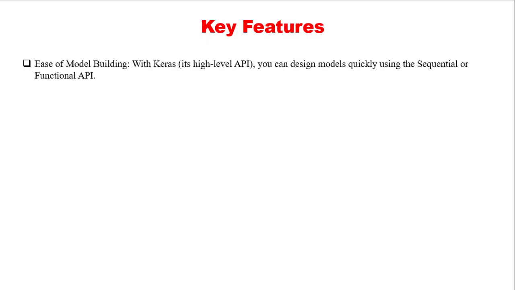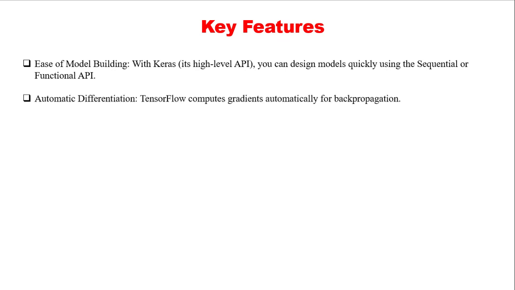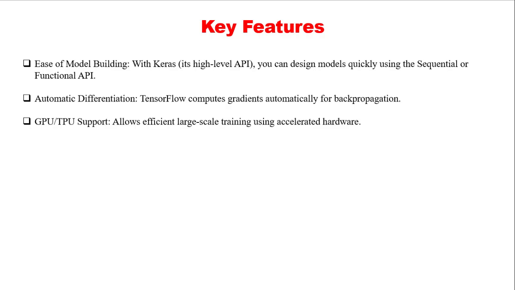First, we have ease of model building. With Keras, which is one of the high-level APIs of TensorFlow, you can design models quickly using either the sequential or the functional API. We'll use the sequential API in this tutorial. We also have the feature of automatic differentiation. TensorFlow computes gradients automatically for backpropagation. It supports both GPU and TPU, allowing for large-scale training using accelerated hardware.